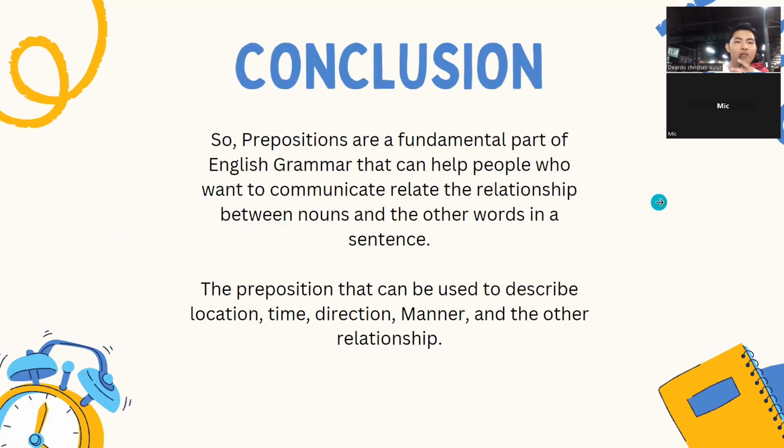Conclusion. Prepositions are a fundamental part of English grammar that can help people who want to communicate, relating the relationship between nouns and the other words in a sentence. The preposition can be used to describe location, time, direction, manner, and other relationships.